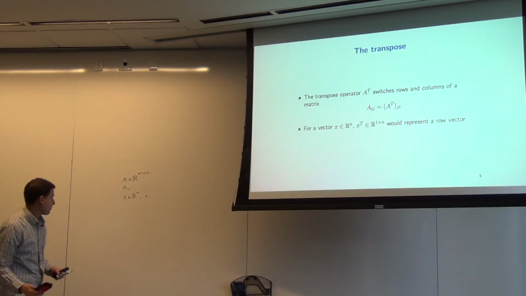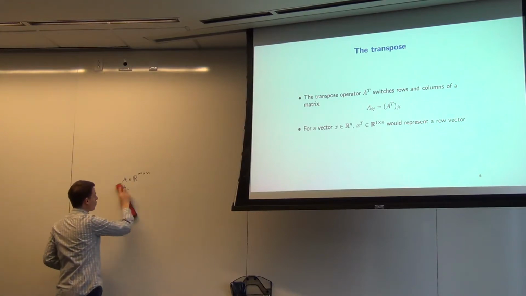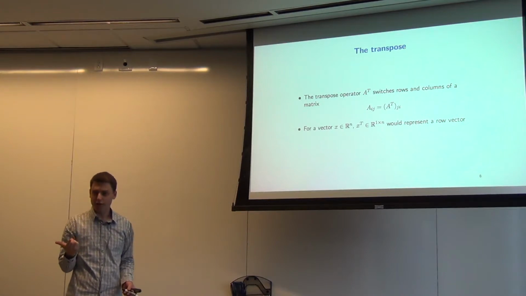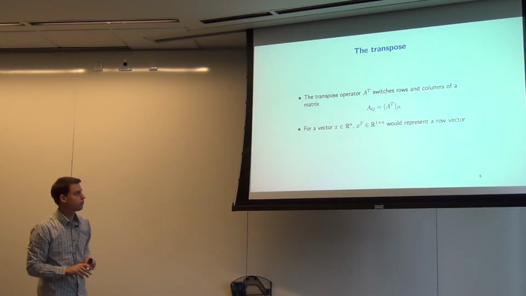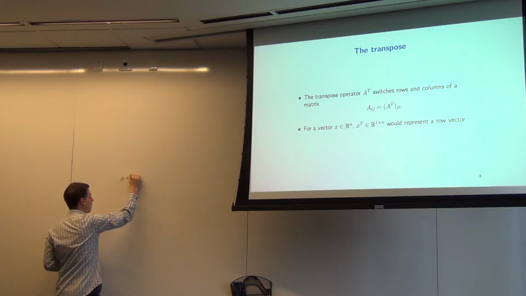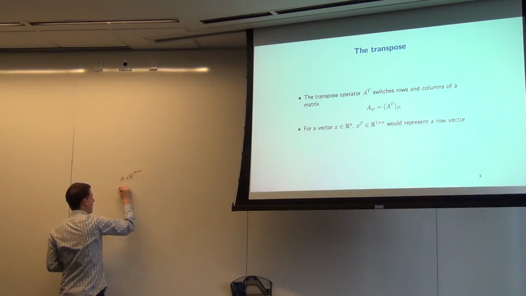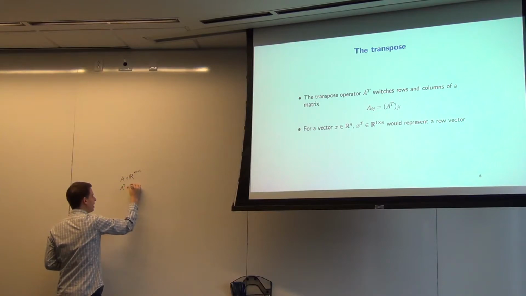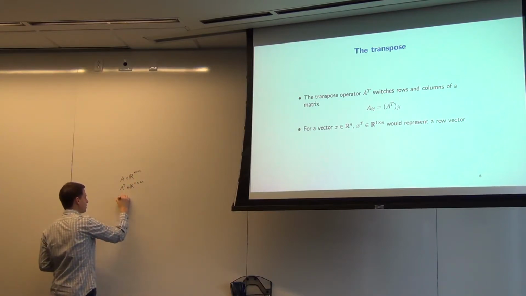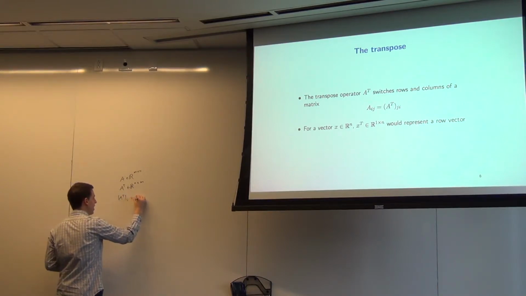The transpose, which we've already seen, is an operator that effectively switches the rows and columns of a matrix. So for a matrix A that is m by n, A transpose would be n by m, and (A transpose)_ij would be equal to A_ji.